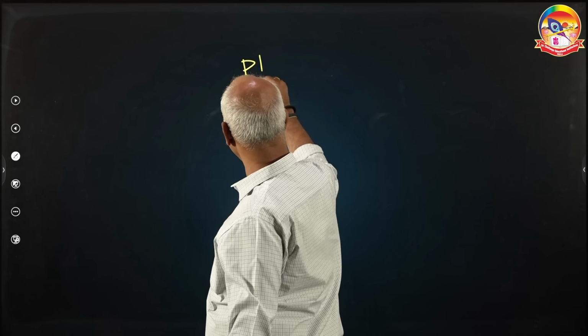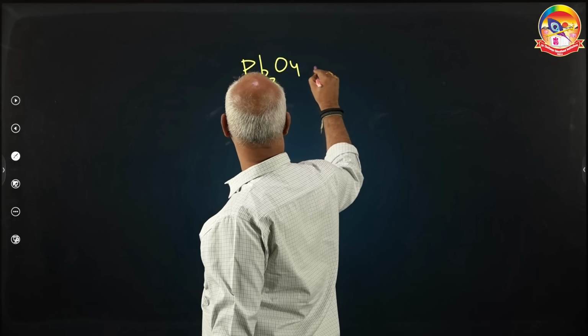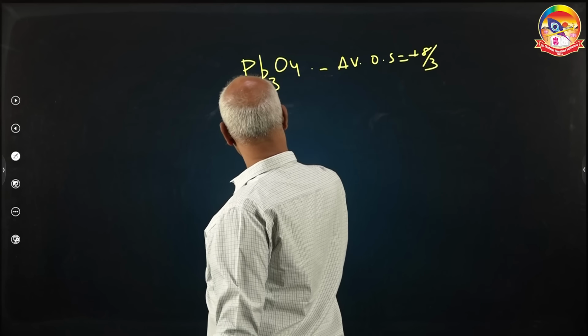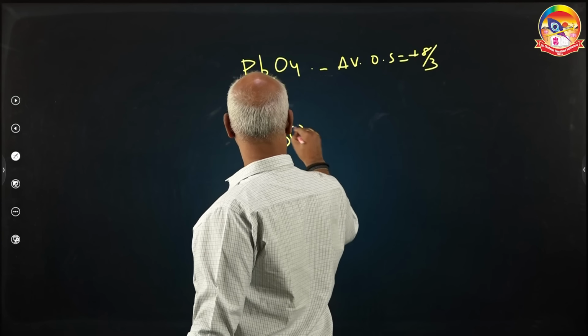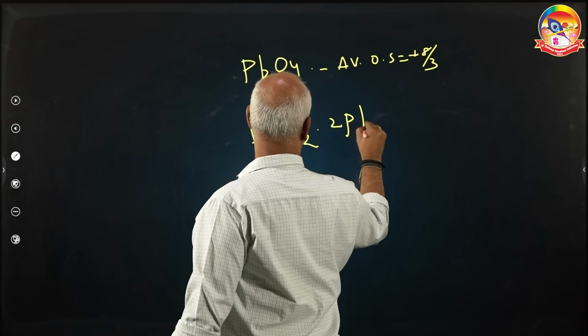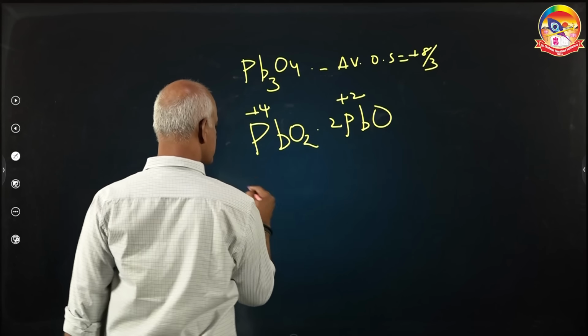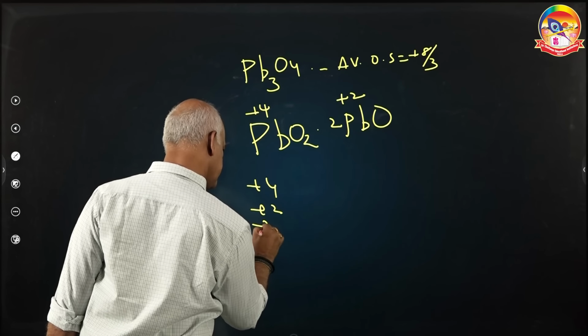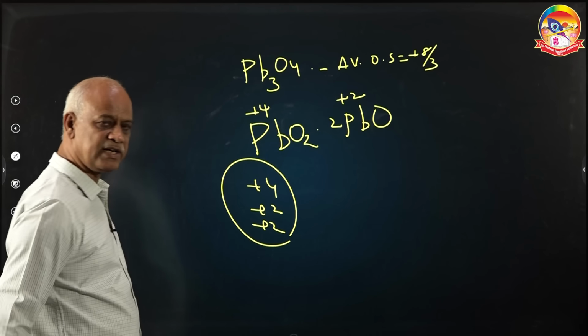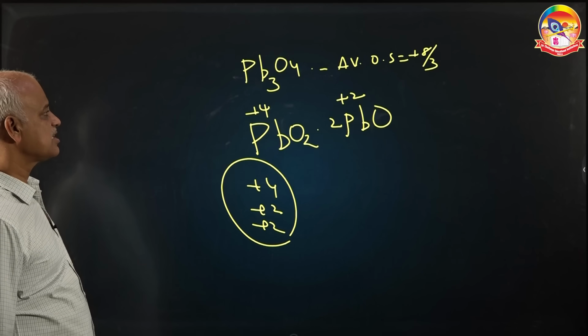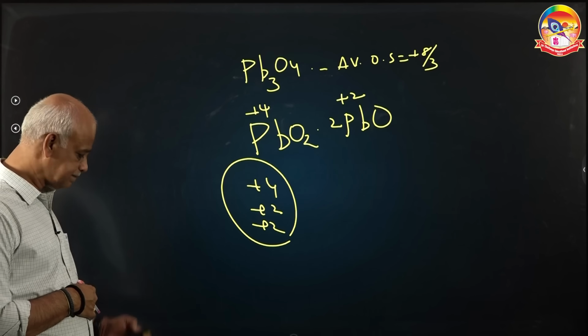Suppose you are going with another example of a mixed oxide, Pb3O4. What will be the average oxidation state? +8 by 3. But if you write it properly, it will be PbO2 dot 2 PbO. Here it will be equal to +4. Here it will be equal to +2. Therefore, +4, +2, +2 are the oxidation states of lead in a mixed oxide of lead called Pb3O4. So the average oxidation state is 8 by 3.